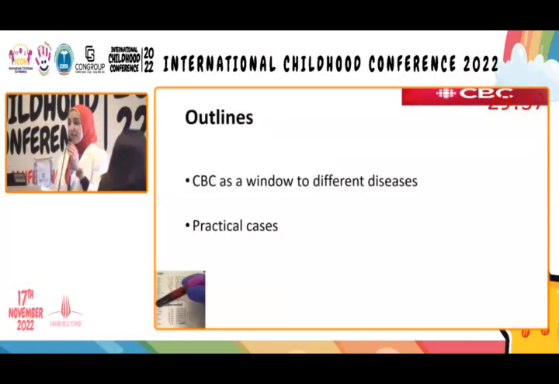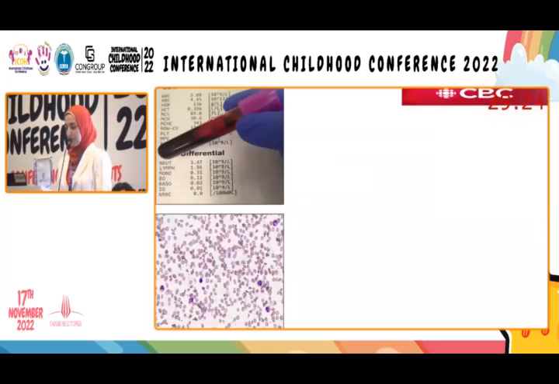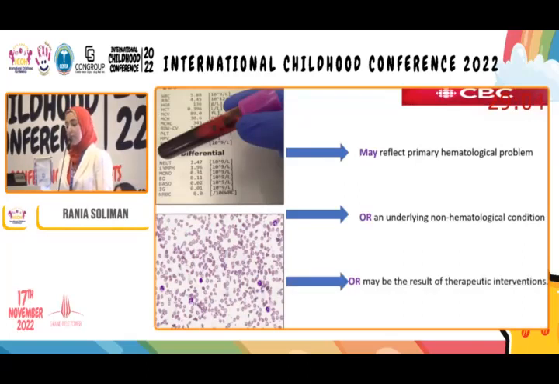So the outline of our talk is how the CBC can be a window to different diseases. Then we will apply this to practical cases. Abnormal blood cell counts or abnormal blood cell morphology may reflect a primary hematological problem, but not only that, it may reflect an underlying non-hematological condition, or it may be the result of therapeutic interventions.